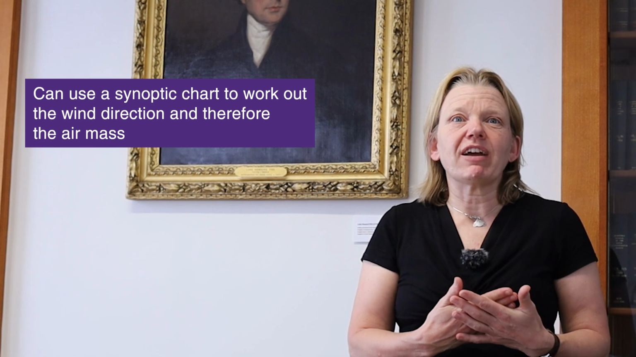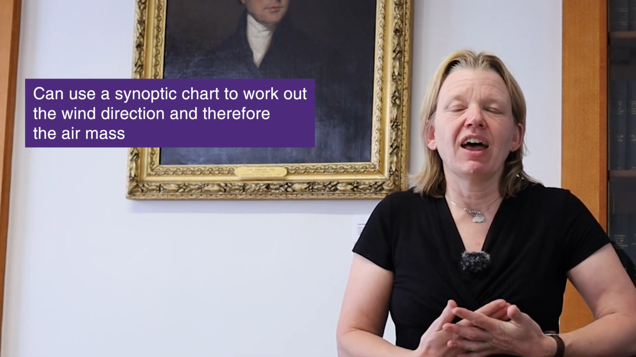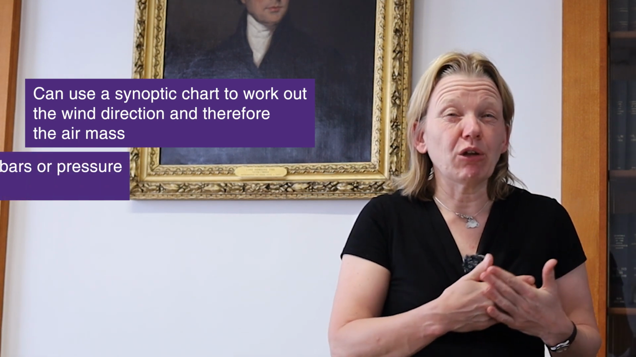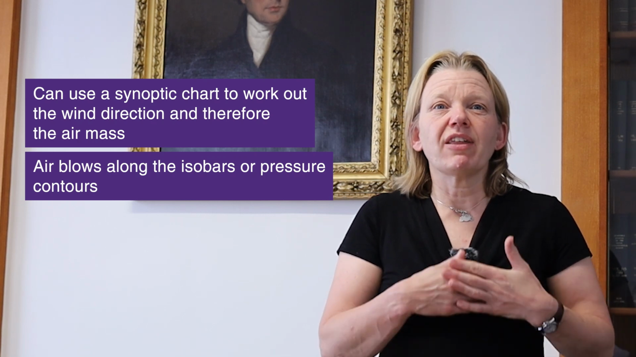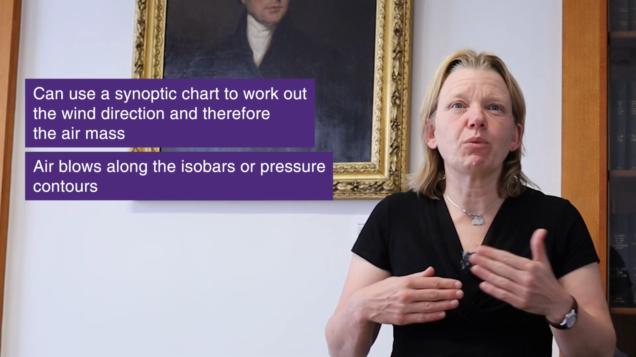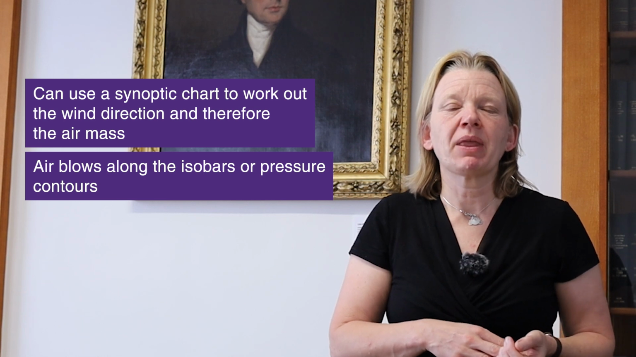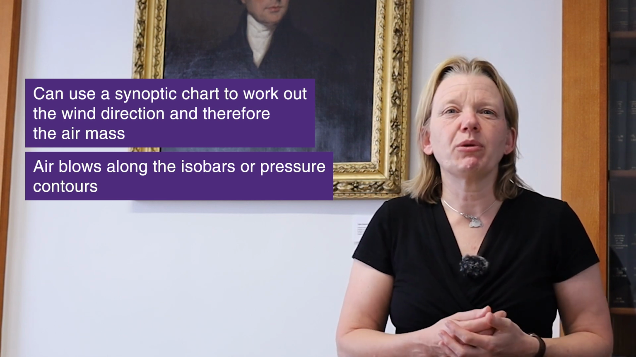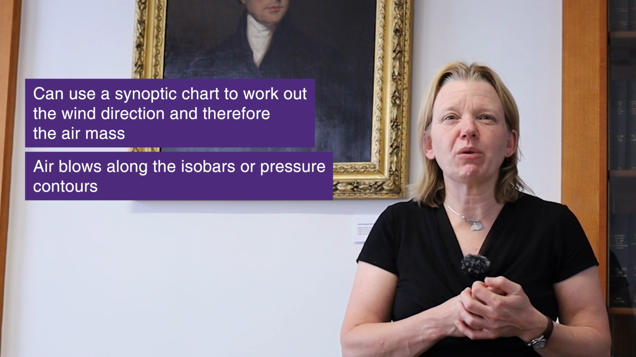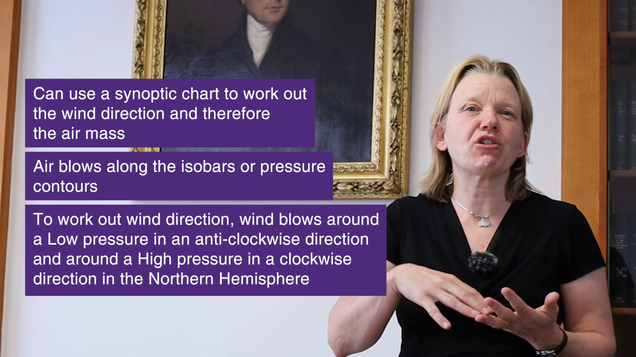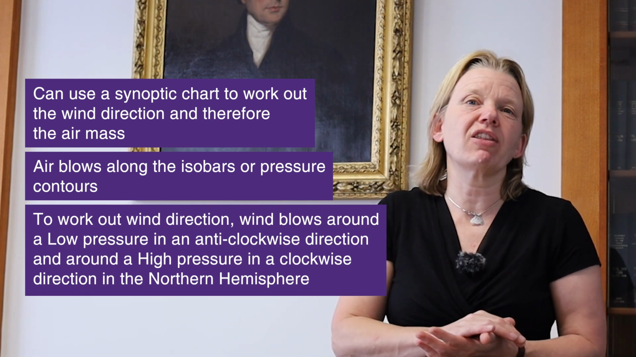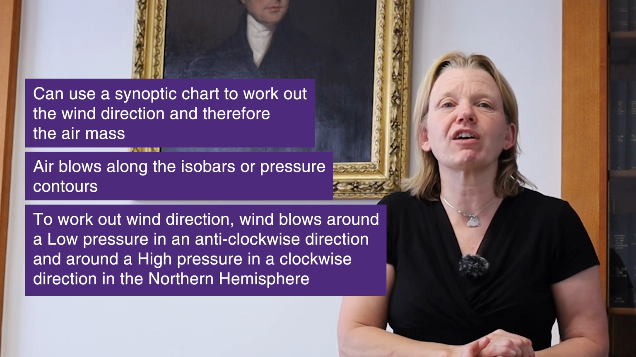Using a synoptic chart, it should be possible to work out the wind direction and therefore the air mass. Bearing in mind that the air blows along the isobars, the pressure contours, then the task is simply to work out which way the wind is following the contours around the map. And it shouldn't matter which pressure system you consider, the wind should blow around the low pressure systems in an anti-clockwise direction and the high pressure systems in a clockwise direction.